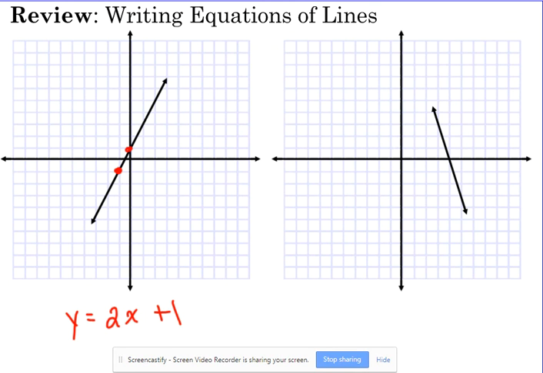Well, how about this one over here where we can't see where it crosses the y-axis? Anybody have any suggestions on how they would handle that? Okay, start with the slope. So that one's easy. The slope here would be -3. It does have a negative slope. So, what about figuring out that y-intercept?